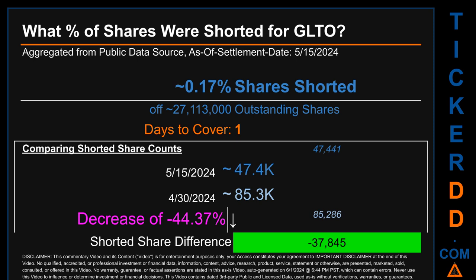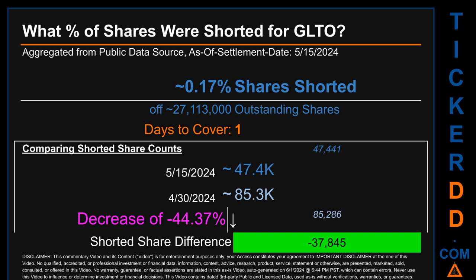What percentage of shares were shorted for GLTO for the 2-week period ending on settlement date May 15, 2024? About 47.4 thousand shares of GLTO were shorted out of a total of approximately 27.1 million outstanding shares. Therefore, based on as-is, discovered, public data when this video was generated, the ticker has a short interest of roughly 0.17%, which I got by taking the number of shorted shares and dividing it by the number of outstanding shares to get the percentage value. Days to cover is 1.